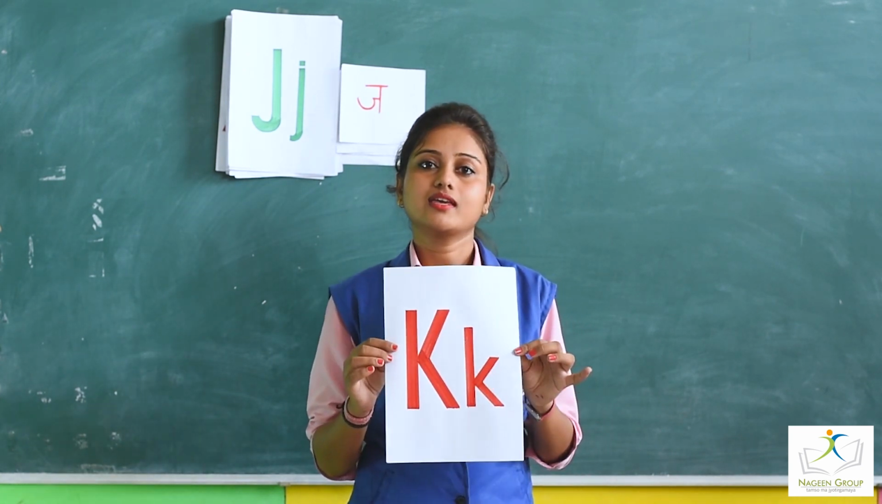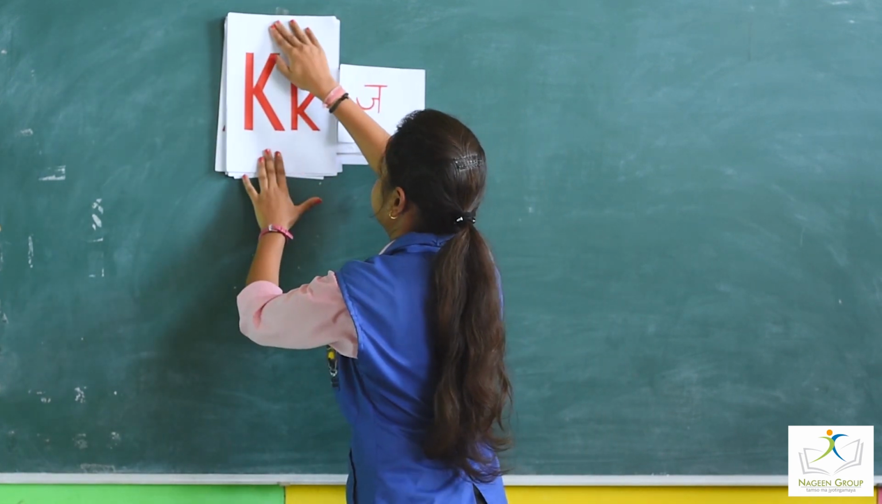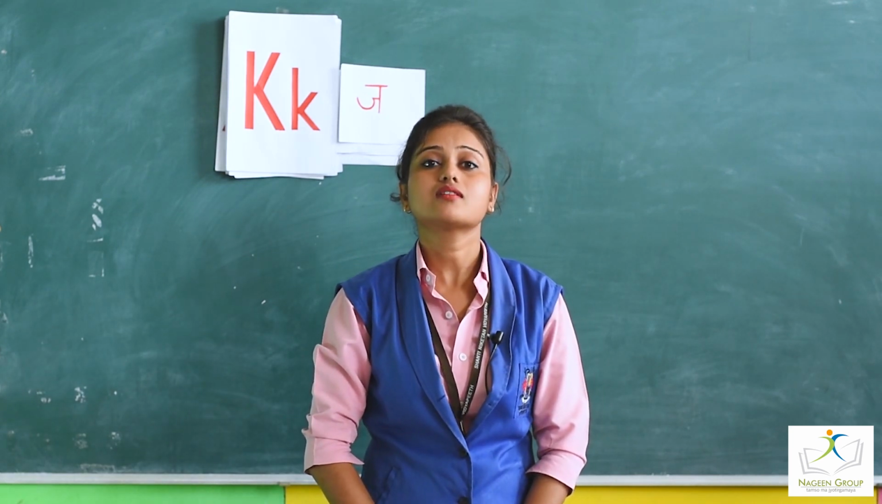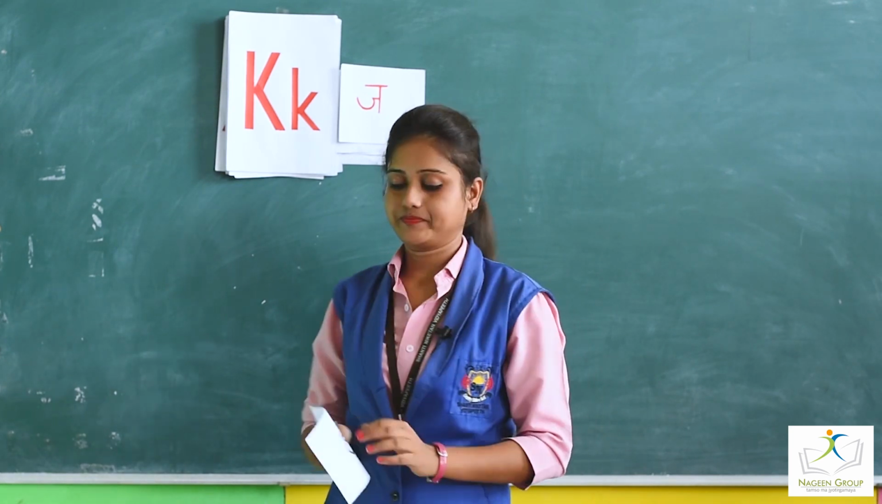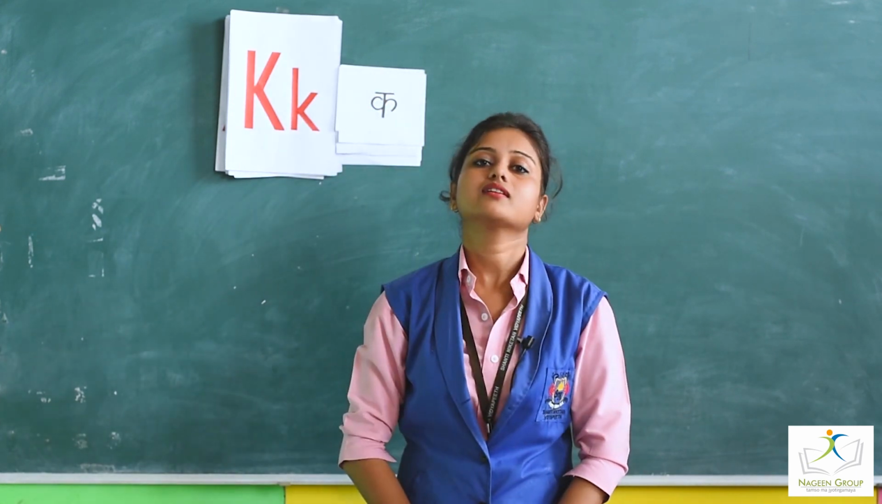Next letter is letter K. What is this? K. Sound of letter K is ka, ka, as in kite, cake.